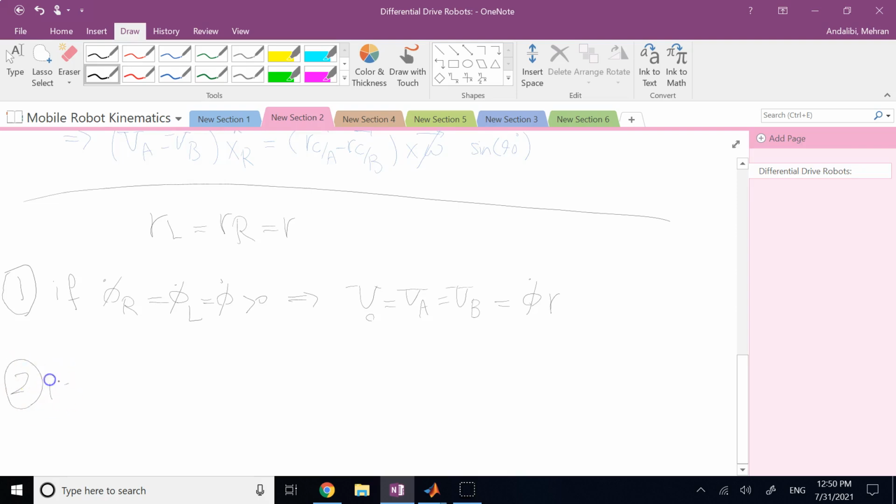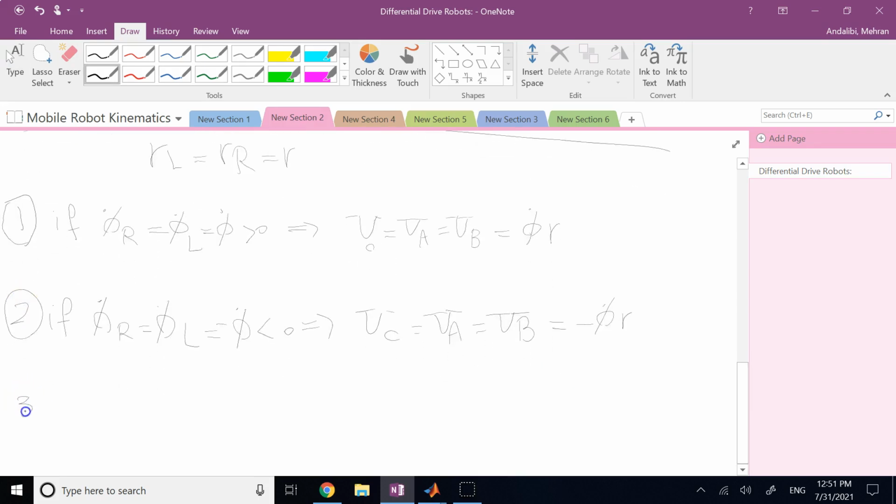Case 2, again, they are equal, but they are both negative. Then again, the centroid is going to move the same as the two tires, but it is going to move backwards.